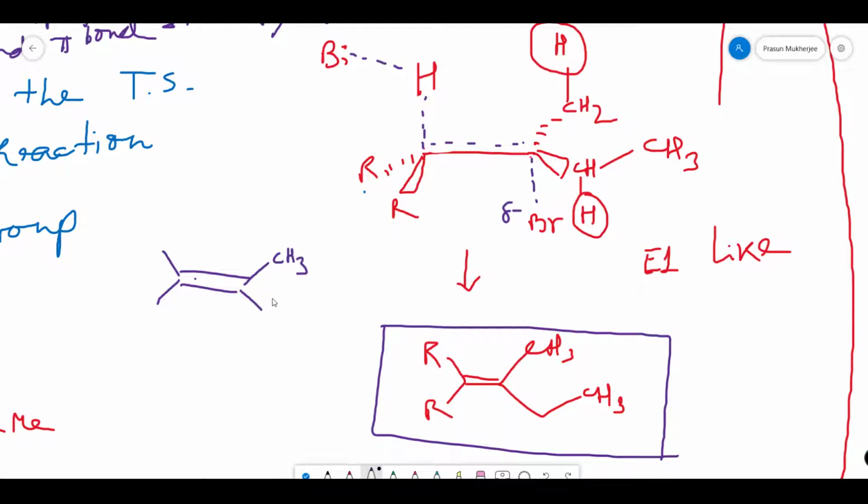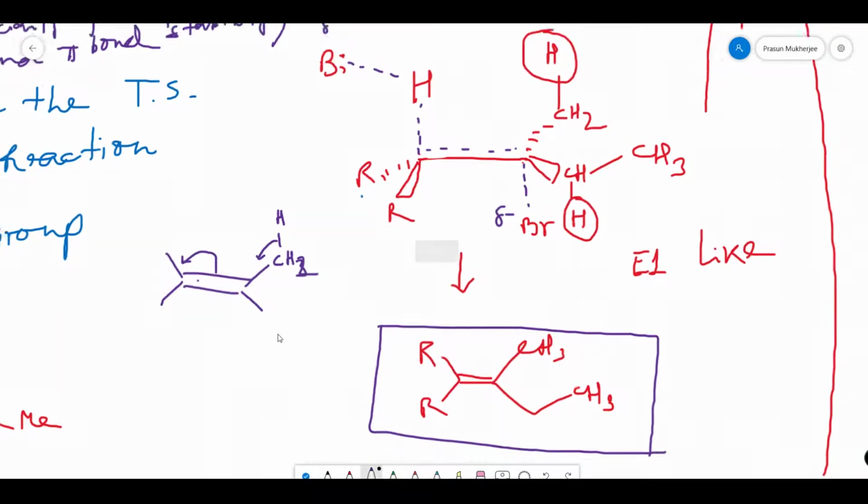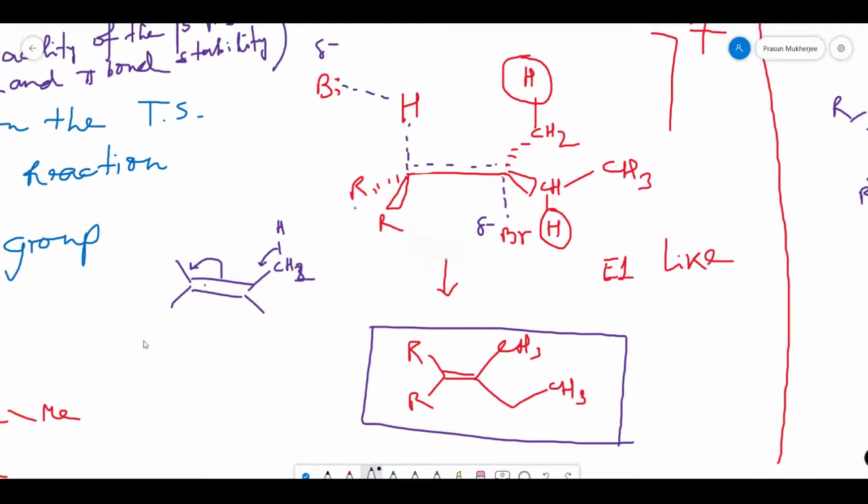The essential factor is hyperconjugation, as you all know. The carbon-hydrogen bond will essentially go for the hyperconjugation process, and we can also explain this via an MO diagram.